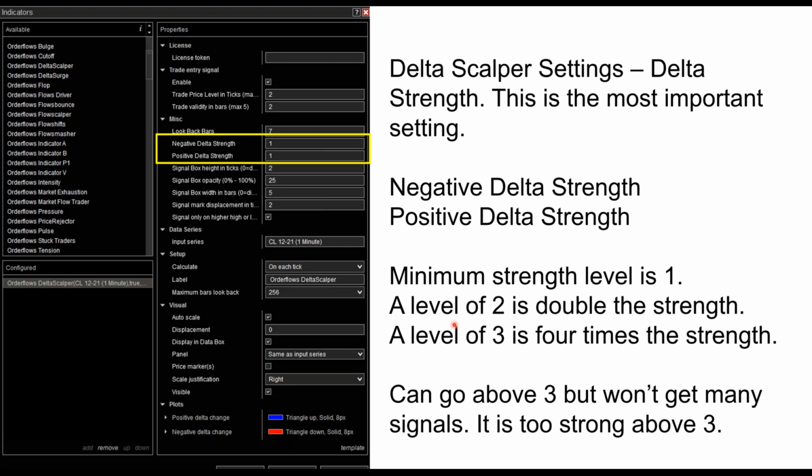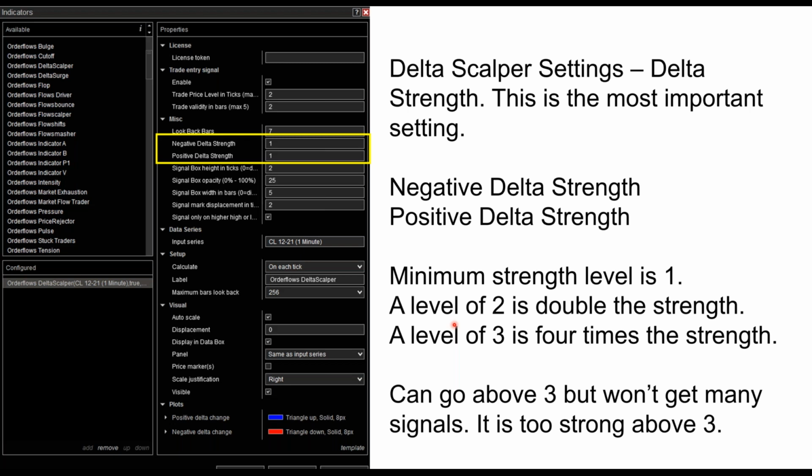Now, a level of 2 is double the strength of level 1. A level of 3 is actually 4 times the strength. So the higher the numbers you go, you're doubling it and doubling it and doubling it. Now you can go above 3, but honestly you won't get many signals. Once you get above 3, it's really just too strong and you won't get enough signals to make it effective.